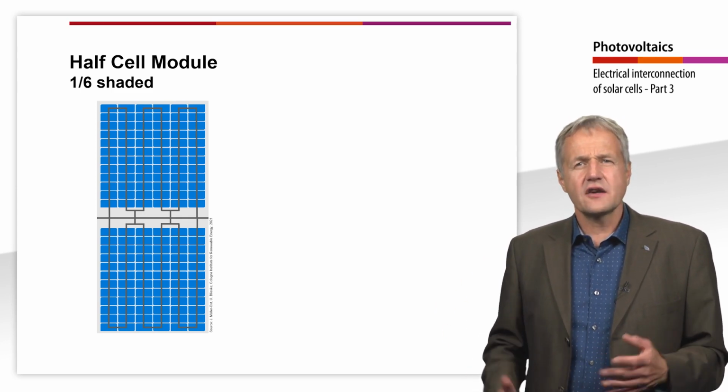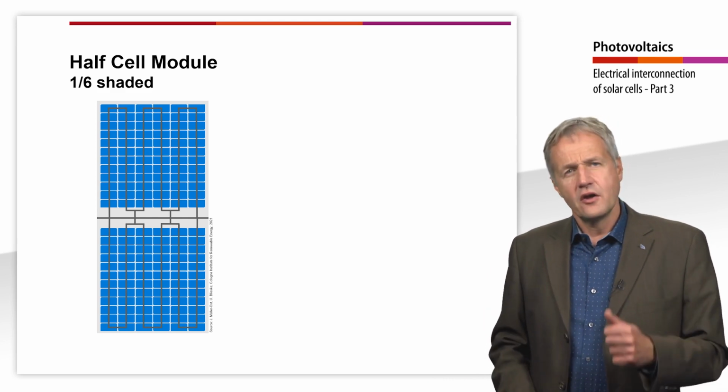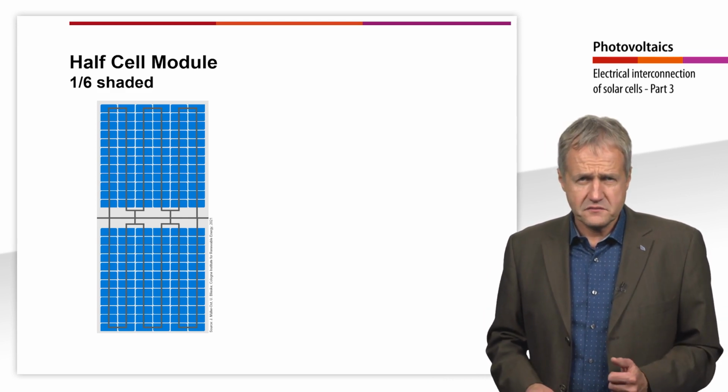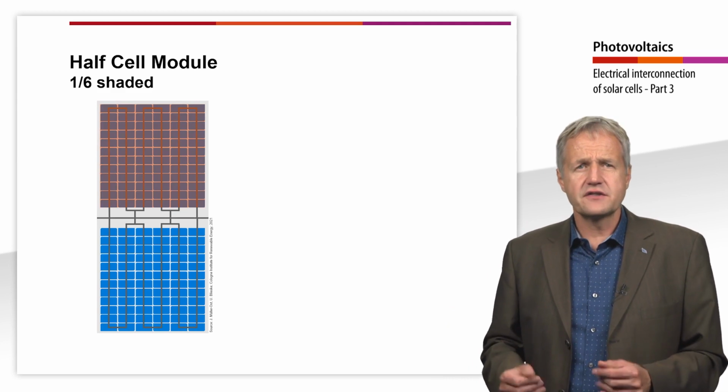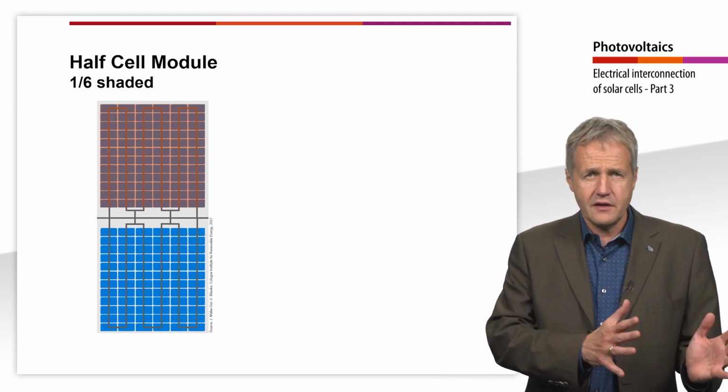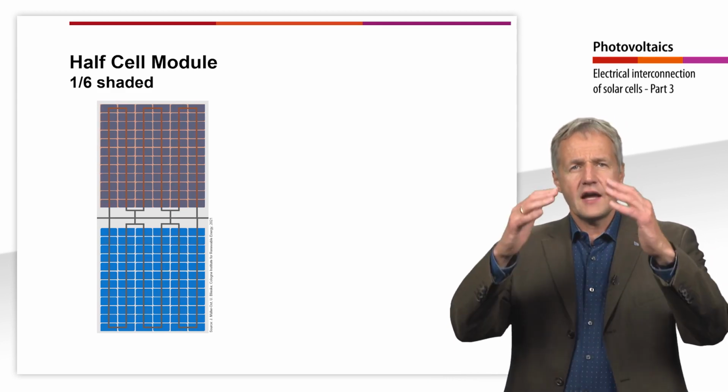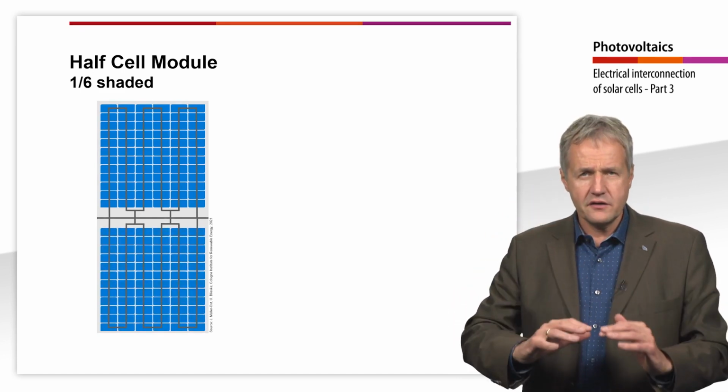Let's look at the interconnection of the cells. First, the cells are divided into 2 strings connected in parallel. One string in the upper half of the module and one on the bottom half.